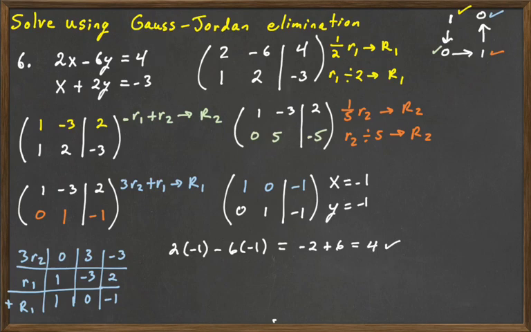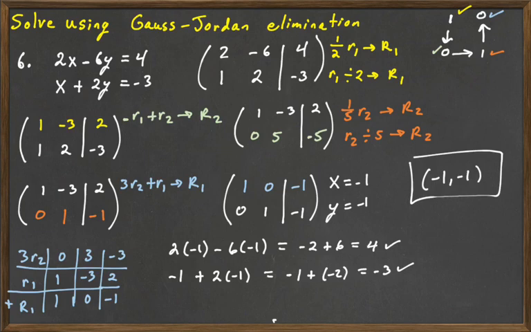And we'll check the second equation. So x was negative 1, plus 2 times y, which is negative 1. So that's going to give us negative 1 plus negative 2, and so that's going to add up to negative 3. So that checks out also. And so our solution is going to be the ordered pair negative 1, negative 1. Okay? All right, that's it for this example, and we'll see you next time.